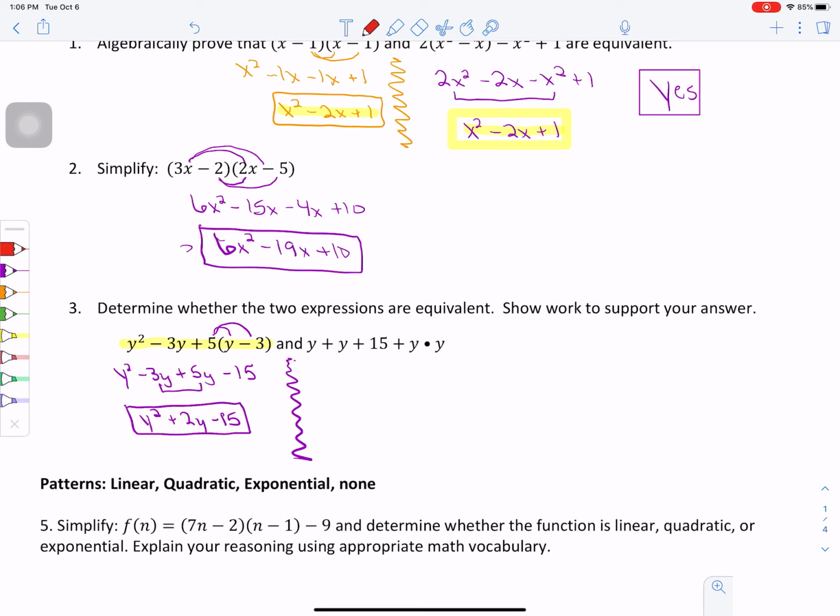Now we're going to simplify the right side. I have a y. I have another y. I have a 15. And I'm going to multiply these together to give me a y squared. And now I'm going to just combine like terms. So I have a y squared. I have a y plus y, which is 2y, plus 15.